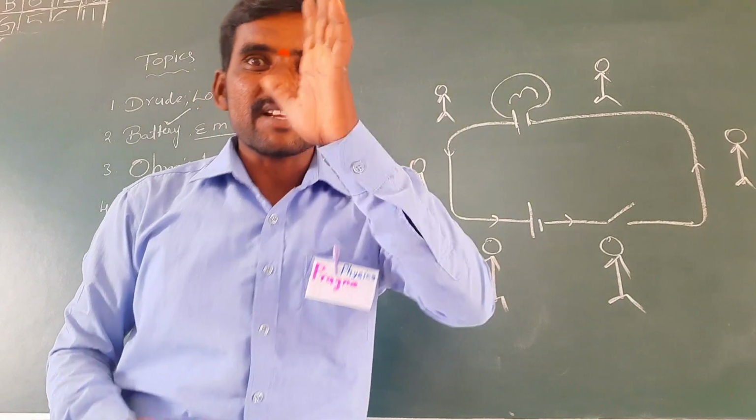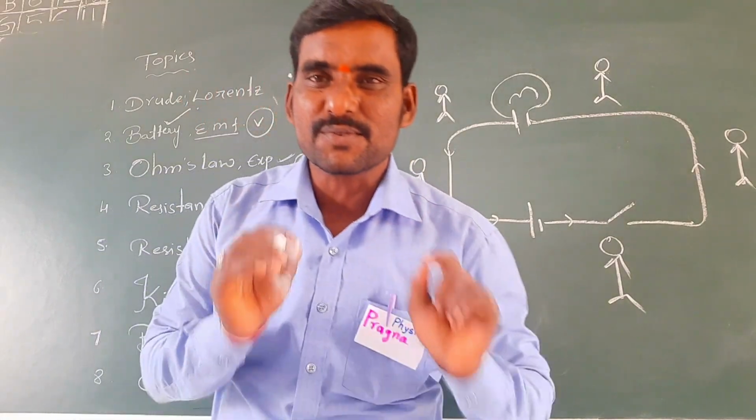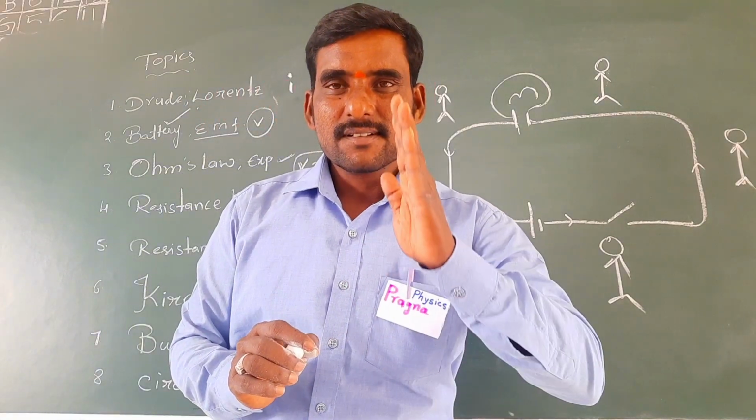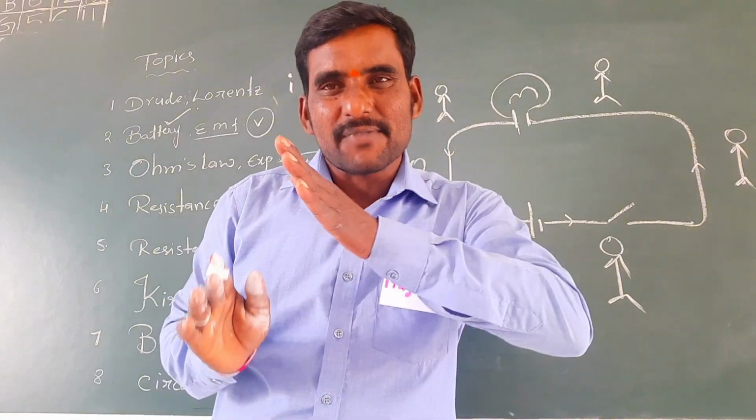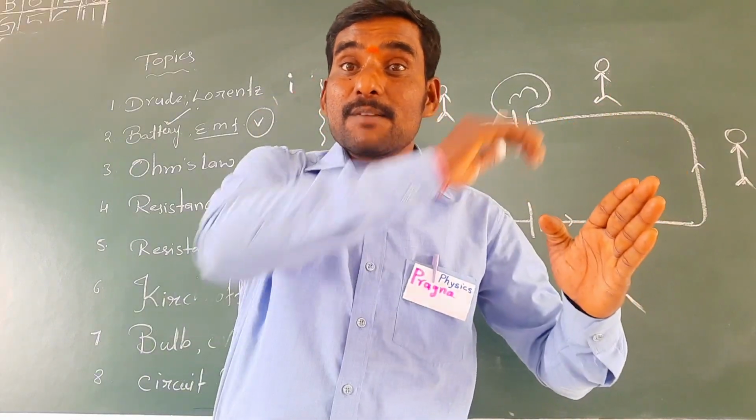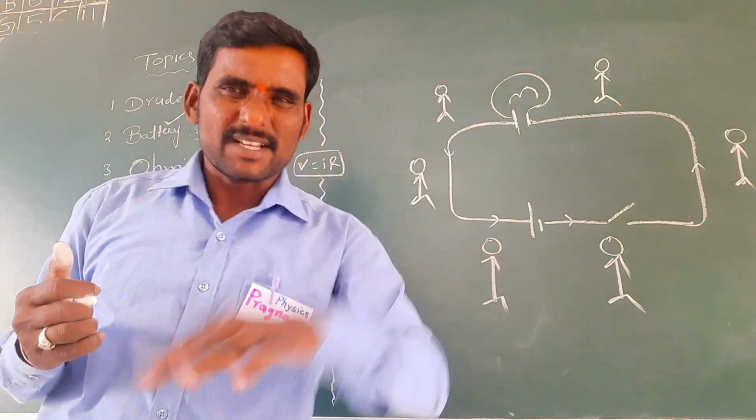They are asking current direction also. Current direction is always positive to negative, because it is estimated from the electron direction. If electrons go from A to B, current moves from B to A. We can estimate it that way.